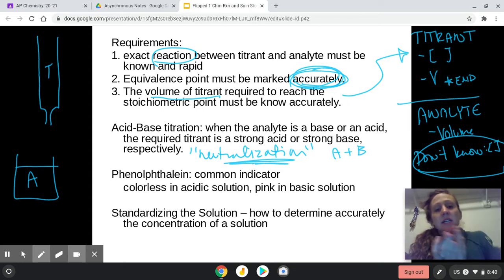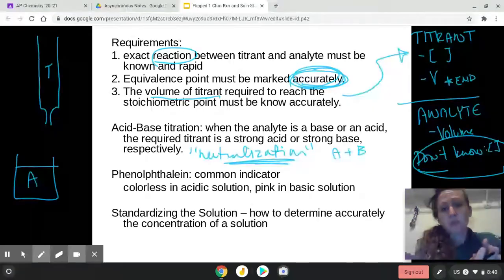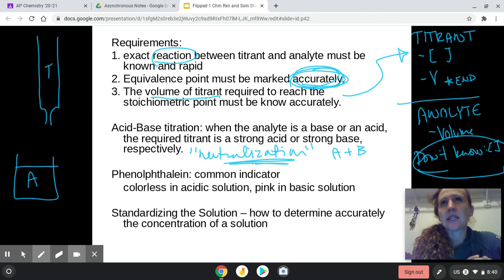Sometimes your analyte is a weak acid. It can also be a strong acid. The titrant is usually a strong base, because otherwise it takes you forever to get to your equivalence point, especially if you don't know what's in the water you're analyzing. You can always switch it later, but it's usually faster.